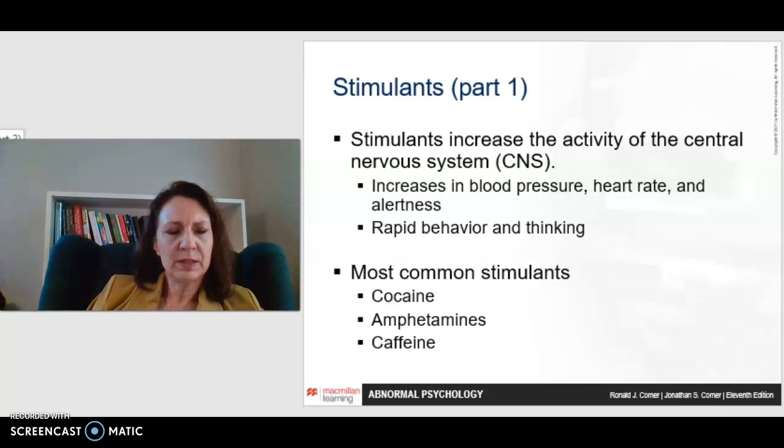And caffeine is not considered a drug that can be classified as addictive in the DSM, but we do see that people become addicted to drugs like Red Bull and other things that have high levels of caffeine.